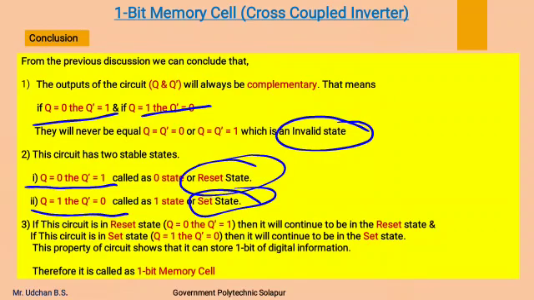If this circuit is in reset state, then it will continue to be in the reset state, and if such circuit is in set state, then it will continue to be in the set state. This property of the circuit shows that it can store one bit of digital information, that is either 0 or 1. Therefore it is called a 1-bit memory cell.